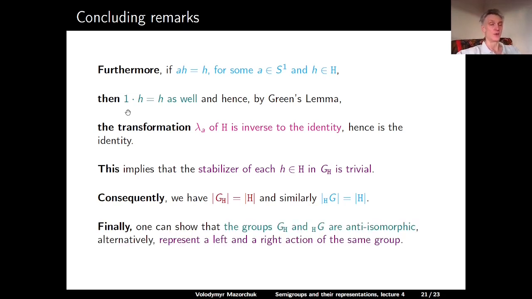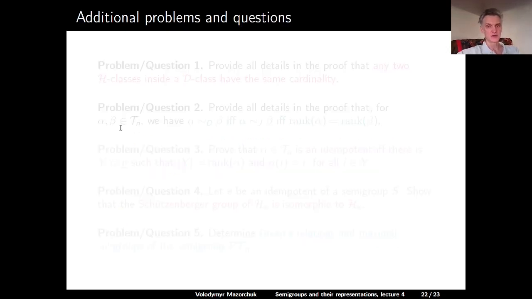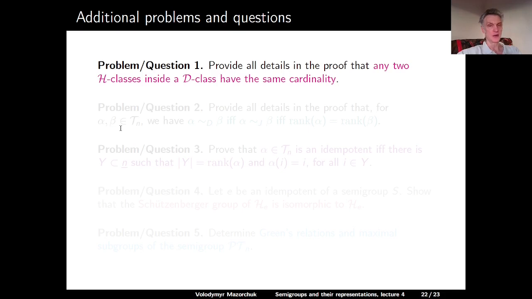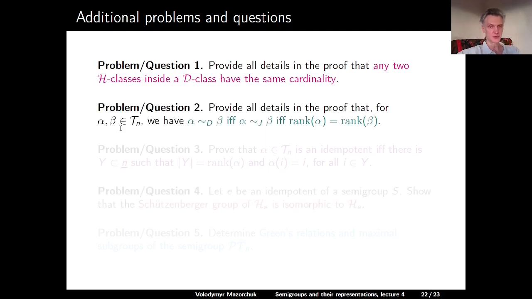And finally, one can show that the left and the right Schützenberger groups are anti-isomorphic, or alternatively we can think of them as the left and the right action of the same group. Some additional problems and questions at the end. Problem question 1. Provide all details in the proof that any two H classes inside a D class have the same cardinality. Problem question 2.